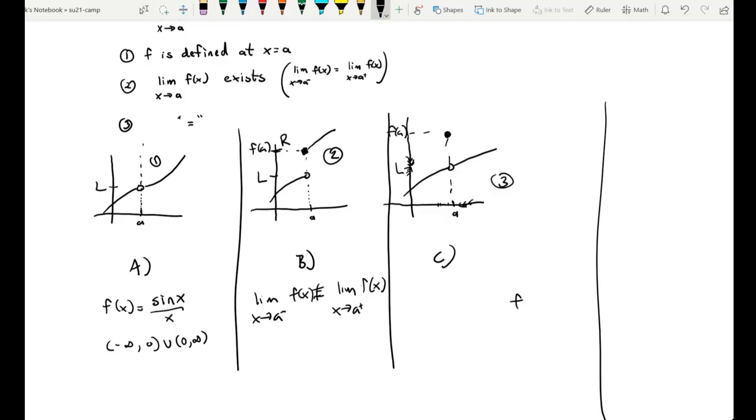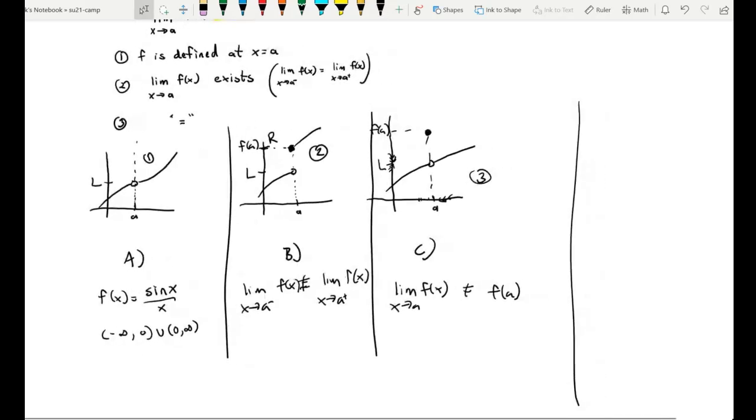Even though the function exists at A and the limit exists as we approach A, they're not equal. So how the function behaves around A doesn't match what the function does at A. Yeah, so this is reason number 3. Very good. All right.